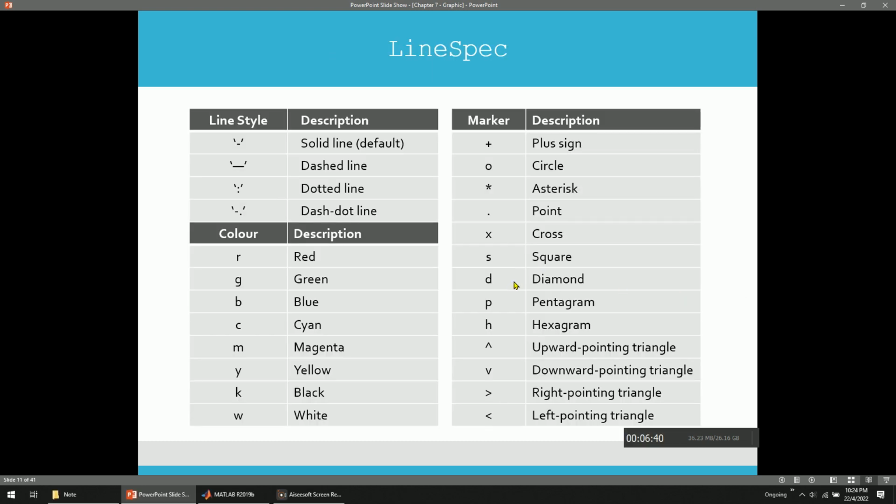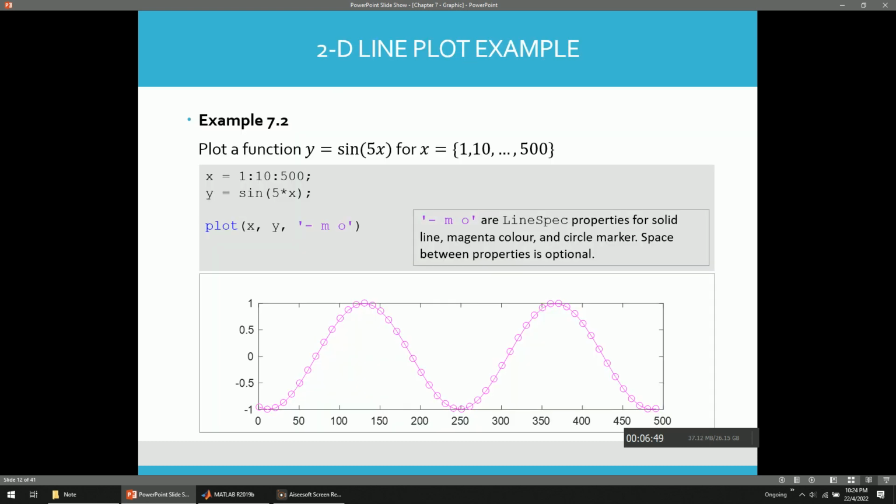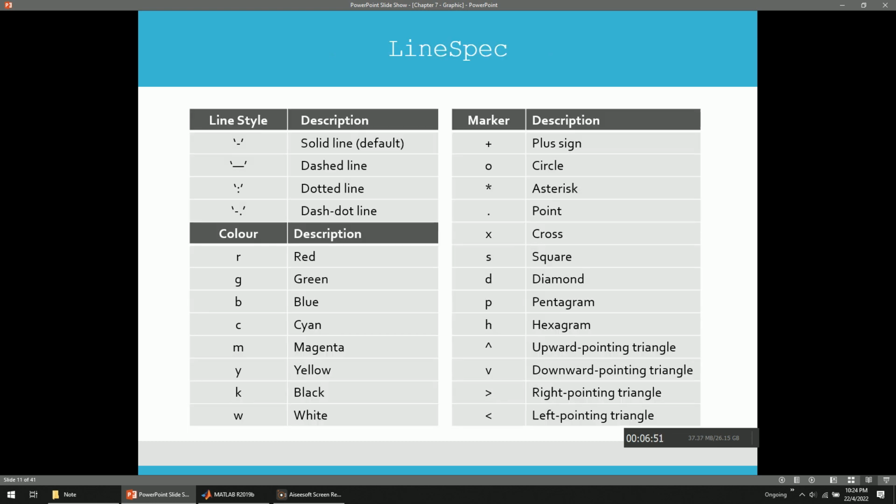So let's move on to the line spec. If you recall back here, X, Y, you put a line spec. So basically you change the spec of the line. For the line you can have a solid line, which is just a dash, or a dash line, double dash, or a dot line, double dot, and dash and dot. You can use these, and you can try it.